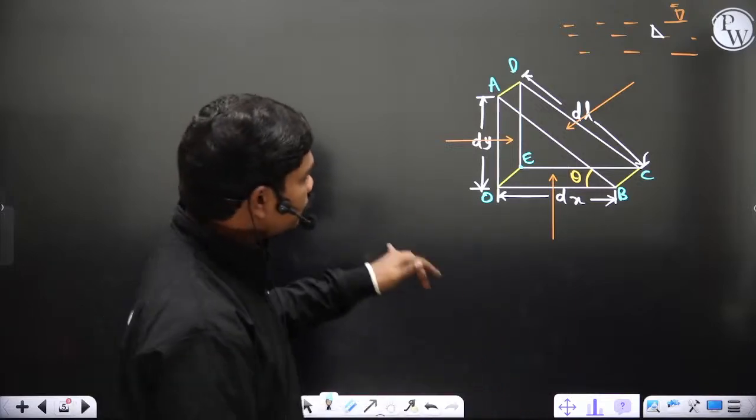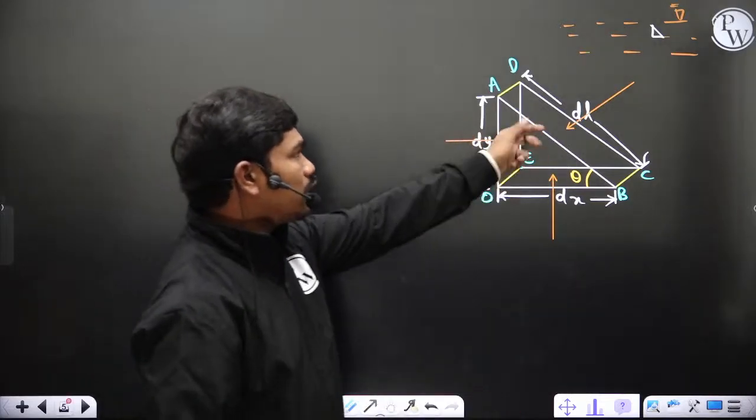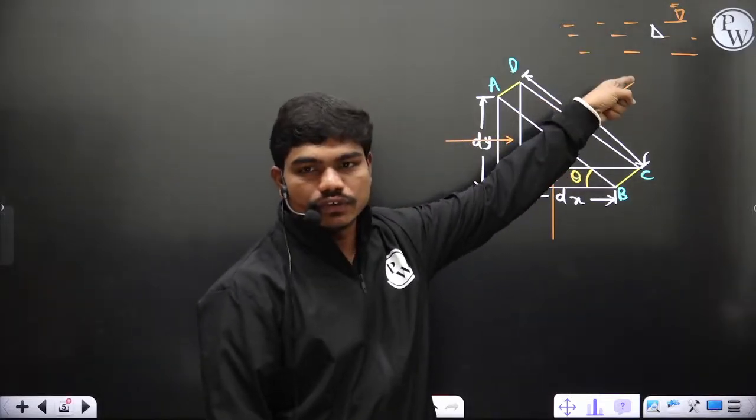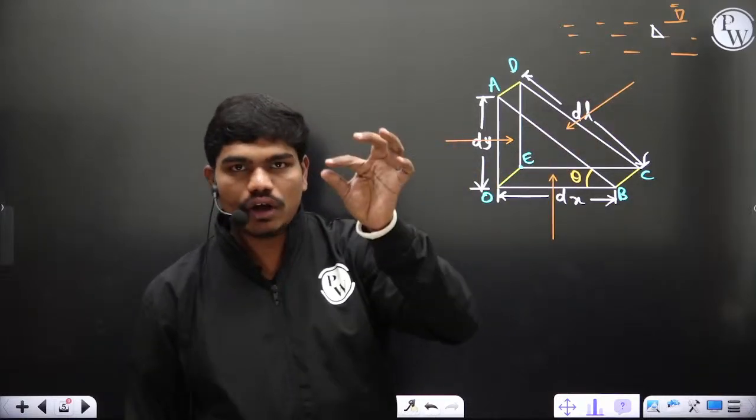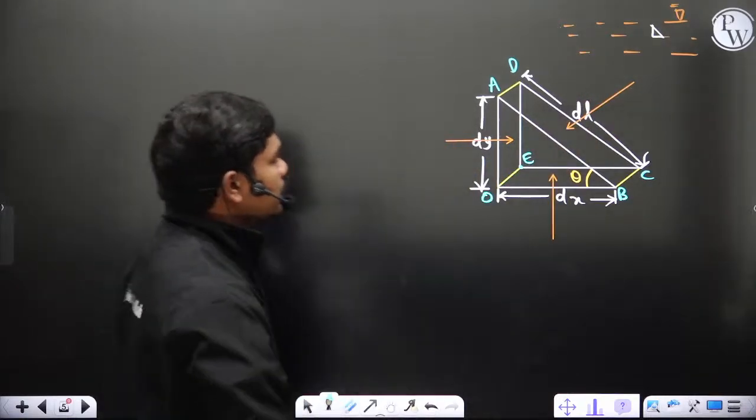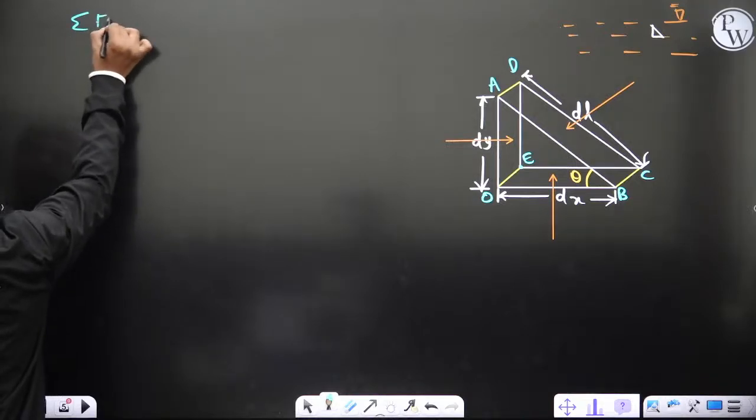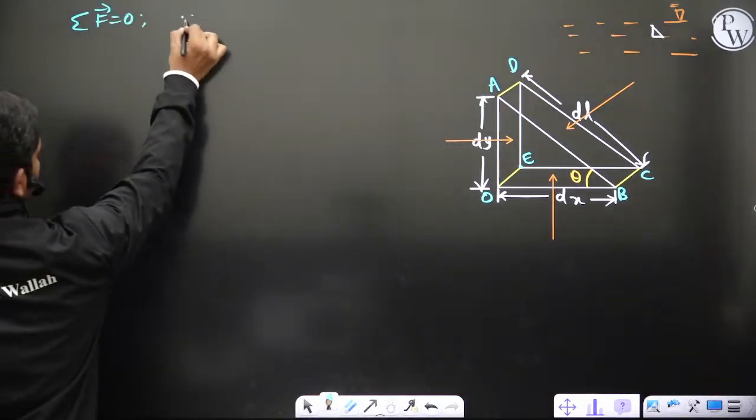Now if you try to maintain equilibrium, because this fluid is in static condition, every block of that fluid should be in static equilibrium. So therefore if you apply sigma F bar equal to 0, basically you have two equations.